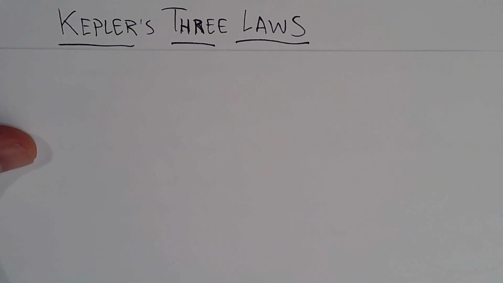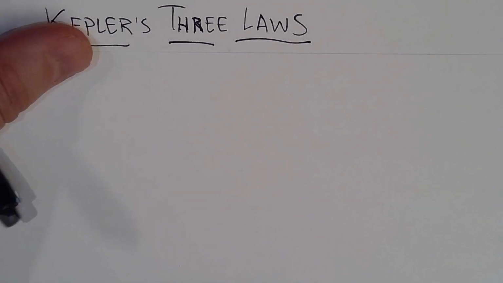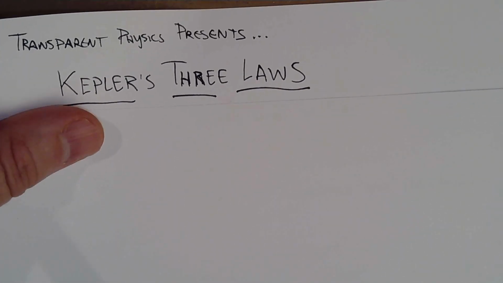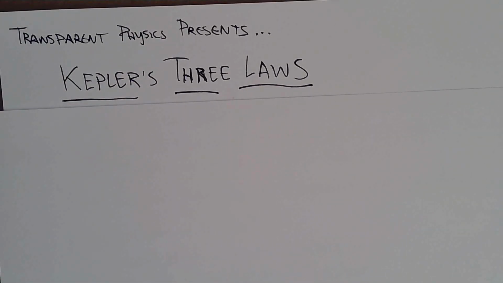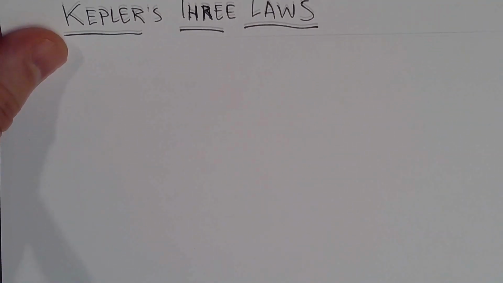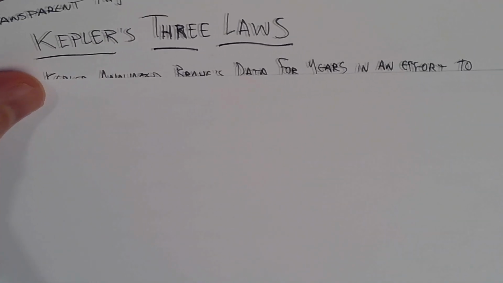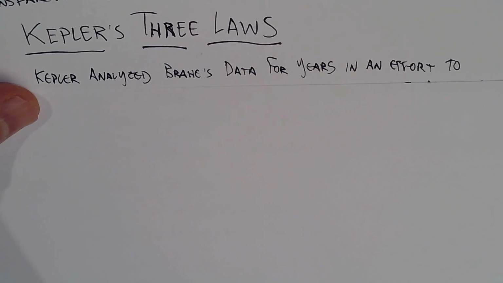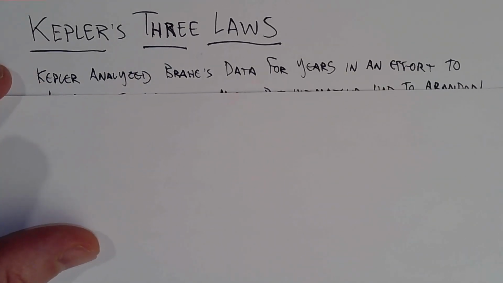Now, Kepler's three laws is a continuation to some extent of our last video, where we discussed the historical development of theories about the solar system. When we left off, Kepler was wrestling with the data, trying to figure out a theory that matched his own ideas with the facts on the ground from Brahe's data.